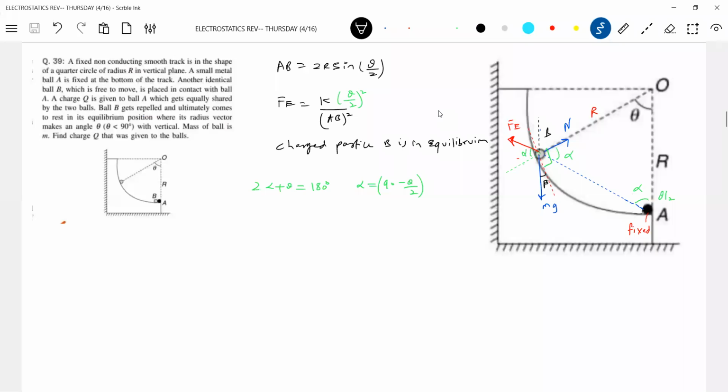So Fe sine beta we will get. Fe sine beta. What about Fe sine alpha? Mg sine beta for equilibrium along the tangent. Fe sine alpha should be equal to Mg sine beta. Sine alpha we know. So Fe sine of... anybody, beta how much will it be?